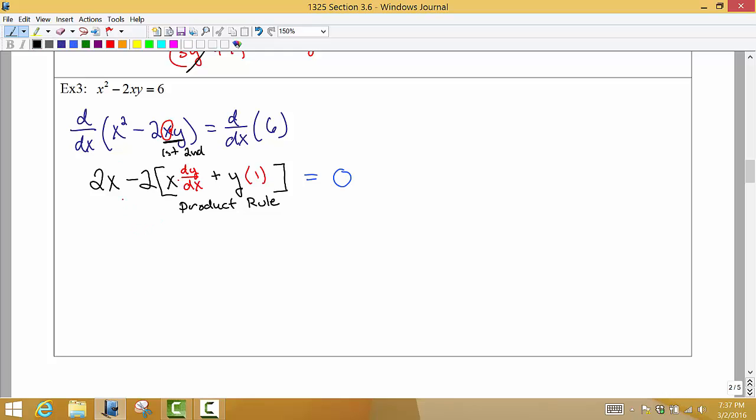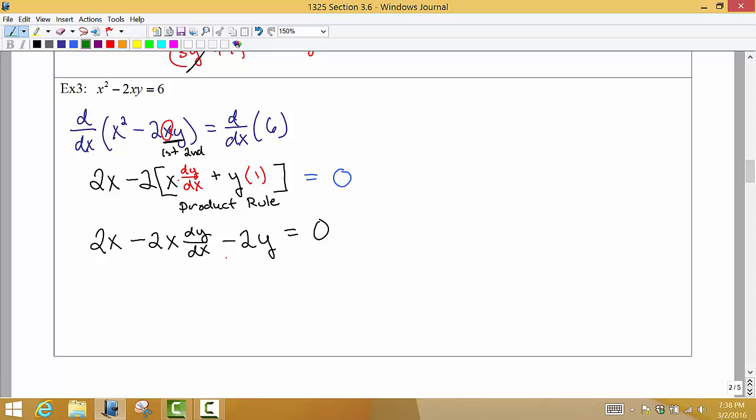So let's simplify a little bit here. That's 2x. Let's multiply back in that negative 2. So that's negative 2x dy dx plus, or let's say negative 2 there too, because we're going to distribute the negative along with the 2. So negative 2 times y times 1, that's just negative 2y. The last thing I want to do is solve for dy dx.